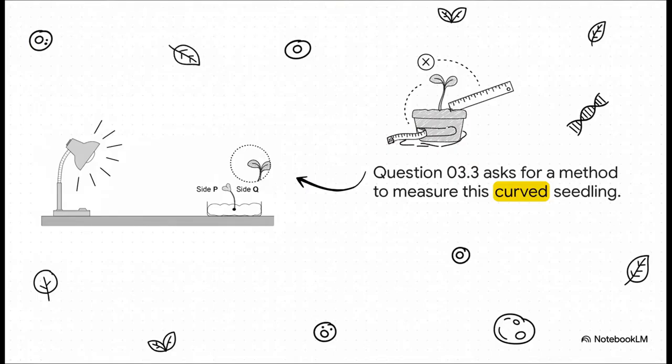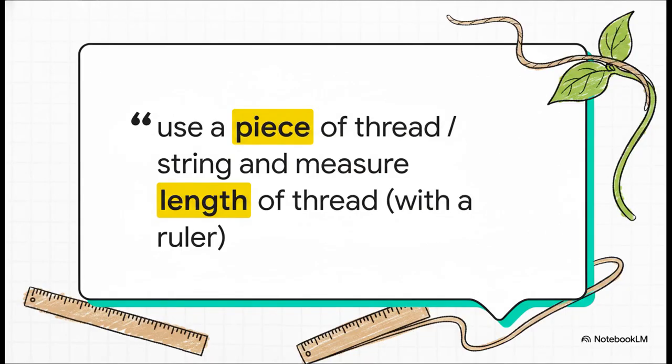For 1 single mark, you need to suggest a way to measure the length of this little curved seedling right here. And the answer is actually pretty genius in its simplicity. The mark scheme loves this one. Just take a piece of thread or string, lay it carefully along the curve of the seedling, and then measure the length of the string with a ruler. Perfect. Of course, you could also say something like, use a flexible ruler. It's a simple solution, but you gotta know the trick.